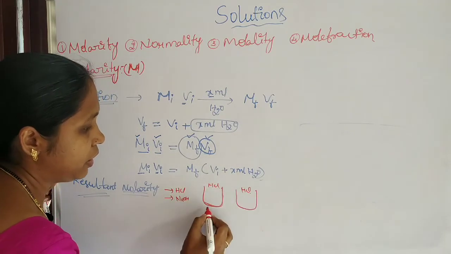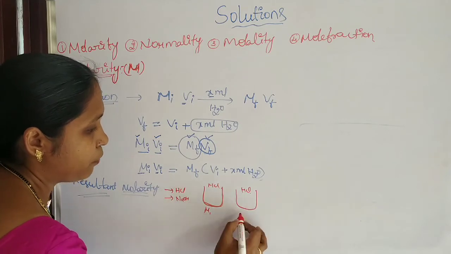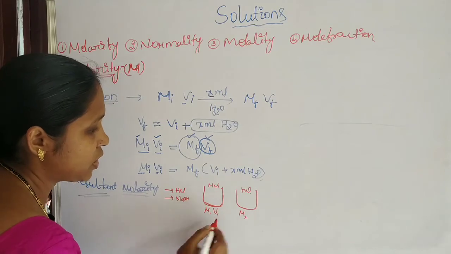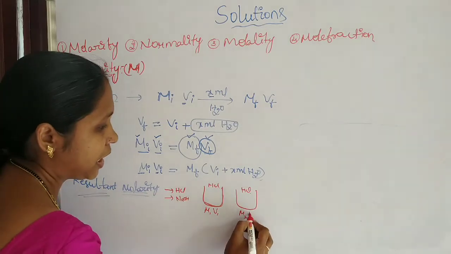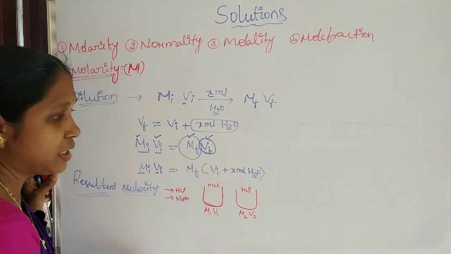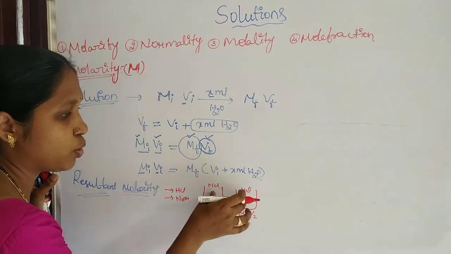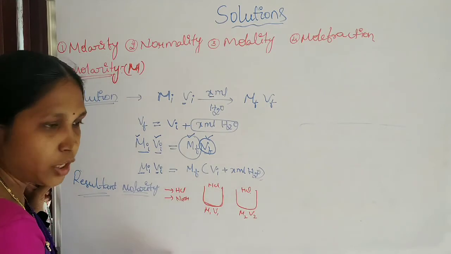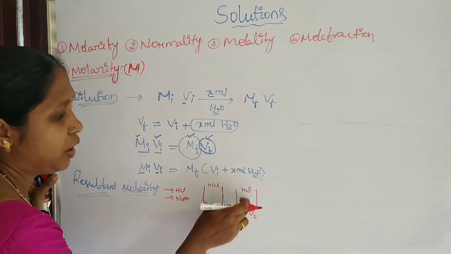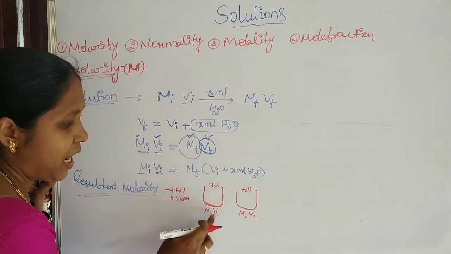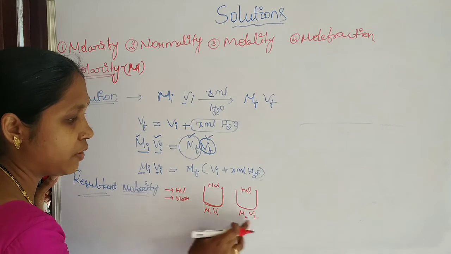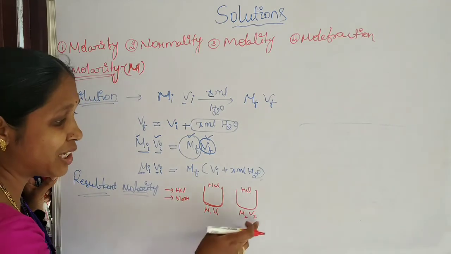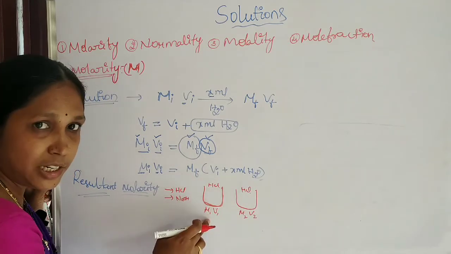Here, the first HCl solution has molarity M1 and volume V1, and the second solution has molarity M2 and volume V2. That means two solutions of the same substance have different molarities and different volumes. If I mix them, what is the concentration, that is, the molarity, of the resulting solution?